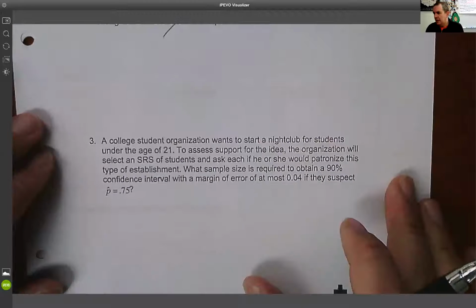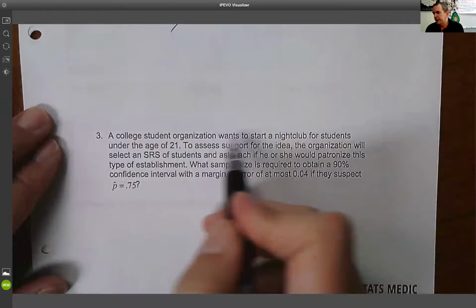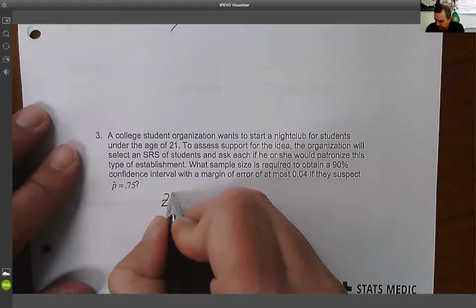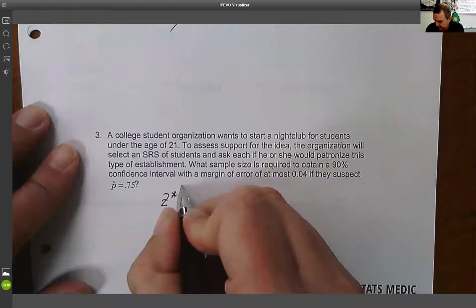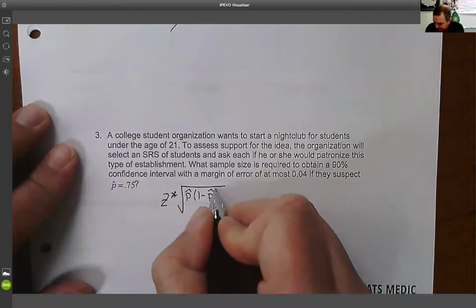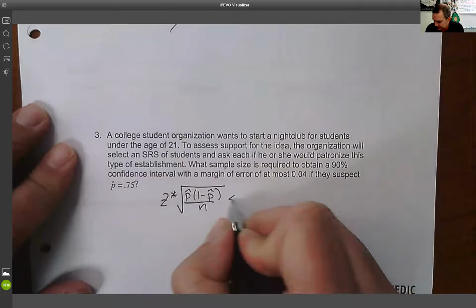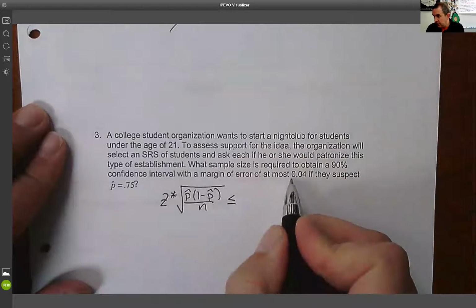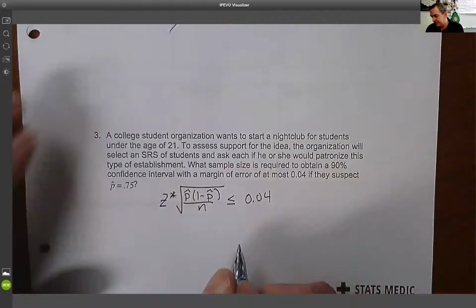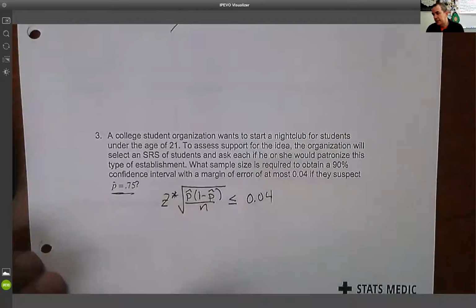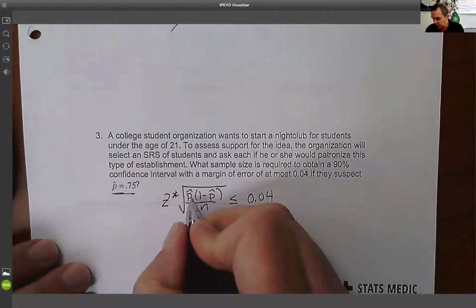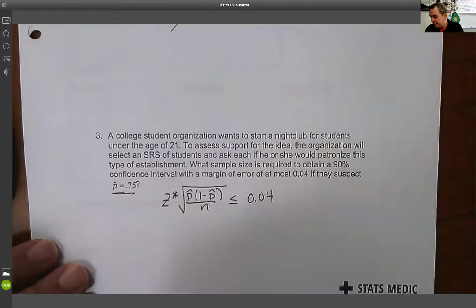So now, college student, they want to figure out a margin of error of 4%. So again, what we're looking at is this part of the confidence interval, the square root of p hat times 1 minus p hat over n, less than or equal to, in this case, our margin of error is 4%, so 0.04. Now, they give us a p hat, no problem. If we know the p hat, we're going to use that p hat. So we're going to replace this p hat with 0.75.